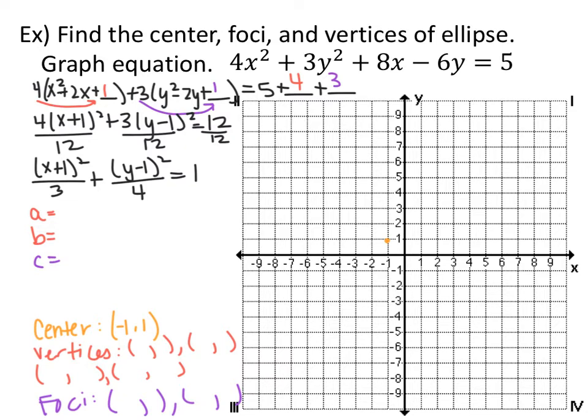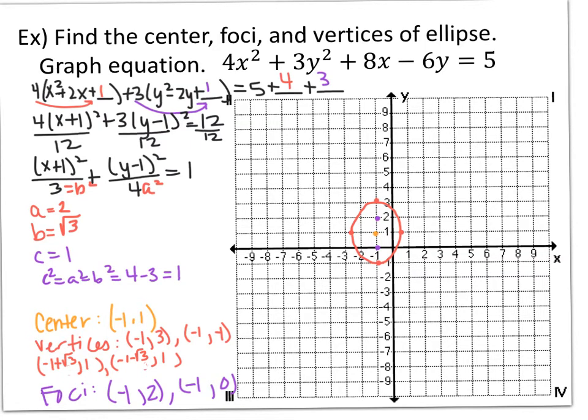So if you read your center off of this, you end up with a center of negative 1, 1. So now, what is your a value? So remember, your a squared is always the bigger denominator. So in this case, a squared is your 4. So a is going to be a 2. And b squared is your smaller, so b squared is 3. So that's going to be a root 3. So if you haven't finished this already, go ahead and pause the video and find the vertices and the foci.